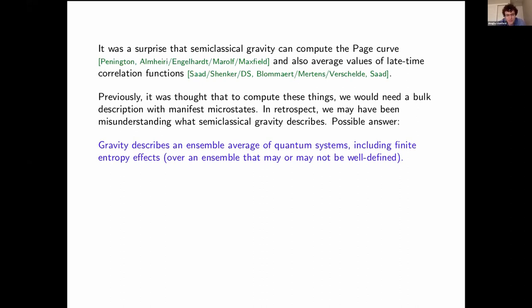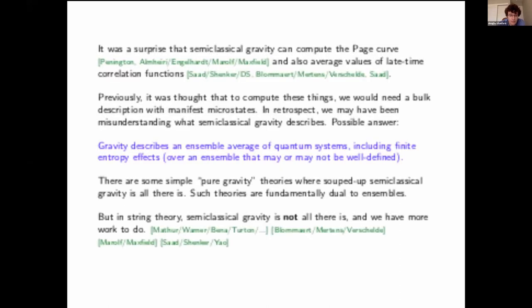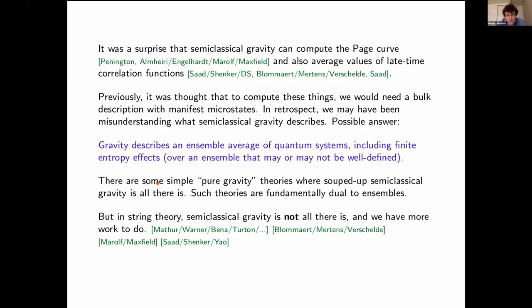So sometimes people like to think about an analogy. They say gravity is a little bit like hydrodynamics. But it seems like maybe a better analogy would be gravity is sort of like hydrodynamics, but also with some kind of average description of Brownian motion, something that you would have thought required a molecular description. Anyhow, that's some proposal. And there are some simple pure gravity theories where souped up semi-classical gravity, basically simple gravity, is all there is. And such theories are fundamentally dual to ensembles. So JT gravity, JT gravity with defects, maybe 3D gravity.